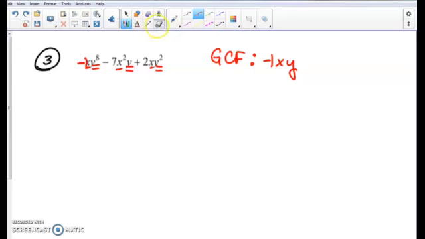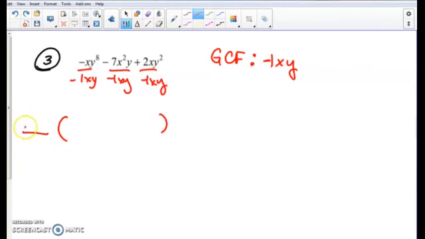Alright, so I'm going to erase my marks over here, that way we can see everything. And now we'll divide. So divide everybody here by negative 1xy. Negative 1xy. Negative 1xy. There we go. And now we're at our answer with our parentheses. So our GCF is negative 1xy, and we divide.